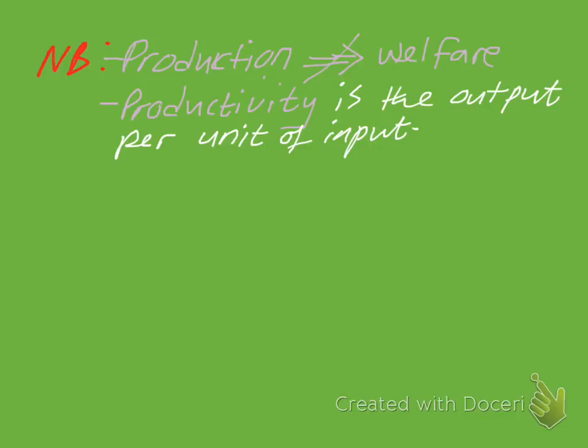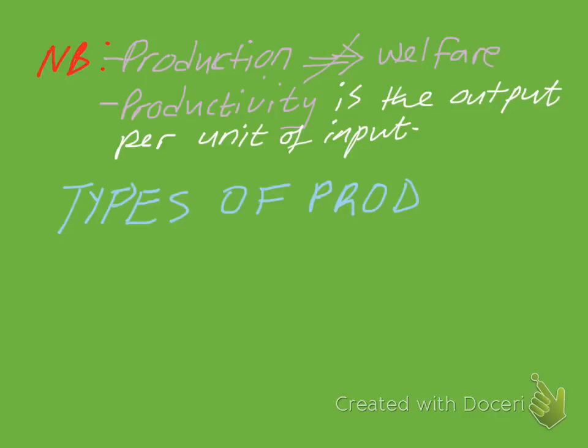Productivity is the output per unit of input. Productivity is the efficiency with which output is produced in a given period by a factor or set of factors. As an example, labor productivity is the output per worker per unit of time. That is, productivity is the output per unit of input per unit of time. And productivity is not equal to production. Production is the amount, the output of economic resources, but productivity is the output per unit of input per unit of time. Okay, let's move forward.